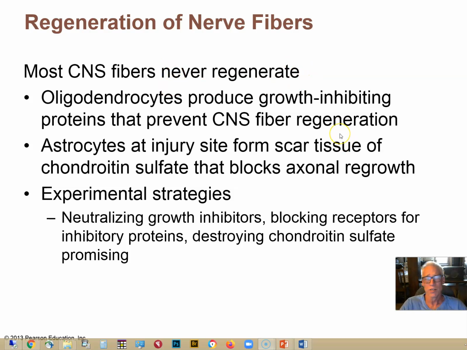In the central nervous system, things are different. If you transect the spinal cord, the neuron axons will not attempt to regrow down the spinal cord. One of the thoughts is that growth-inhibiting peptides or proteins are secreted by oligodendrocytes that will block the regeneration of those axons. Astrocytes will form a scar tissue of chondroitin sulfate. Chondroitin sulfate also blocks axonal regrowth. Experimental strategies involve inhibitors of these blocking agents, possibly allowing axons to regrow in the case of a spinal cord injury, for example.